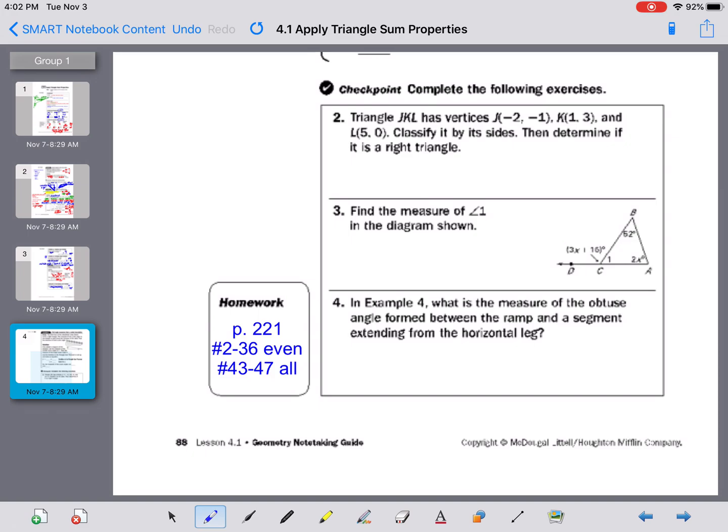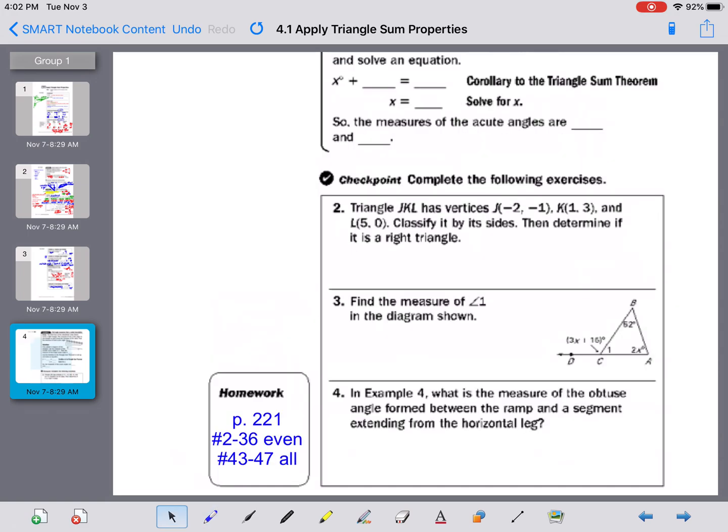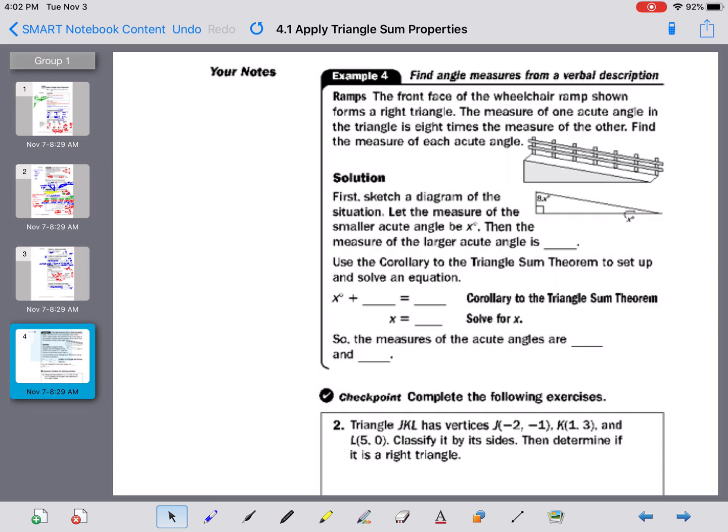All right, last and final page of our notes. We get a story problem. It says, the front face of a wheelchair ramp shown forms a right triangle. The measure of one acute angle is 8 times the measure of the other. Find the measure of each acute angle. We talk about this a lot.